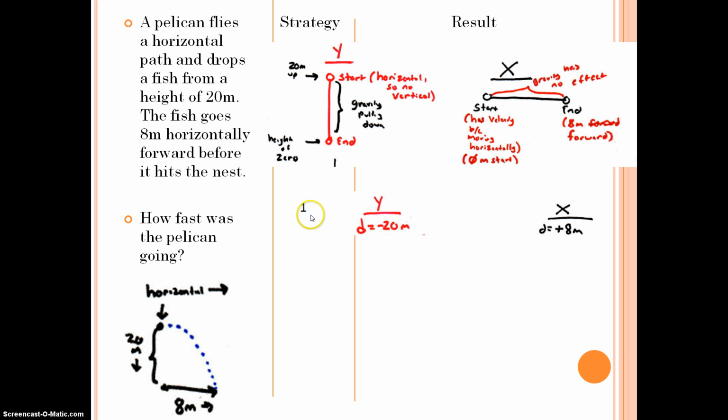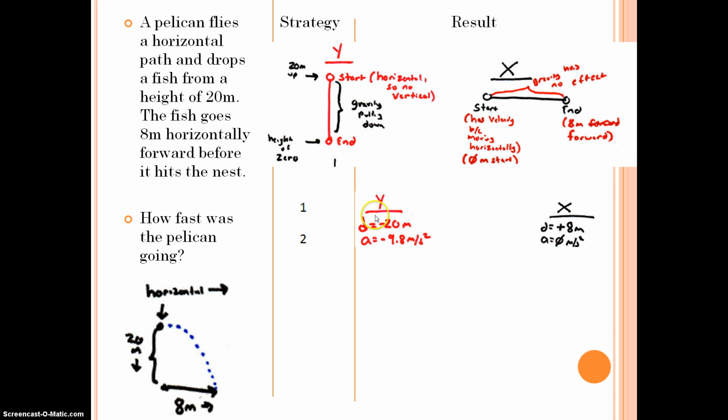Step 1, write down the things we know about x and y. Well, we have 2 distances. Those displacements we can put in. Notice why this is negative. It ended up below where it started. Below where it started is a negative y. If somehow this read a pelican throws up a fish, then this would be a different value, depending on when you're looking at it. The second step, write an acceleration.